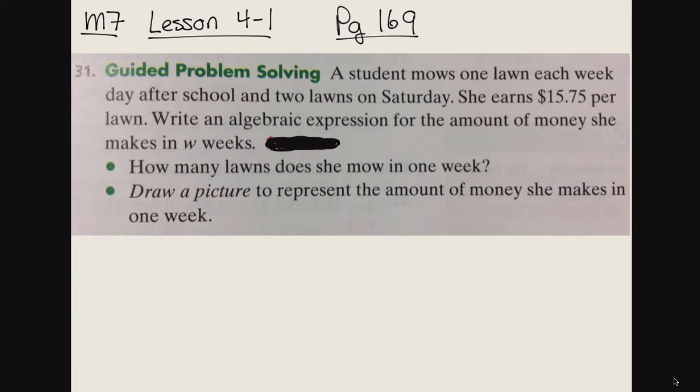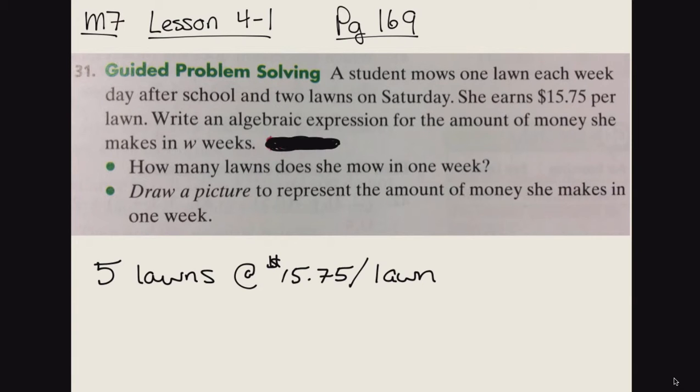There is a calendar in the room that's very clear. So there are 5 weekdays, and we know that she earns $15.75 per lawn. So she does 5 lawns during the week, at $15.75 per lawn. I'm going to put a little at symbol here, which means per lawn.